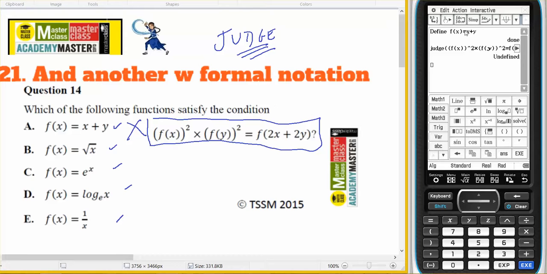So if I go back up here and redefine my function as part B, which is the square root of x, and then I press execute again, it's also undefined, which means that for some values of x and y, it works and some they don't. Let's now consider the third one, which is e to the x.